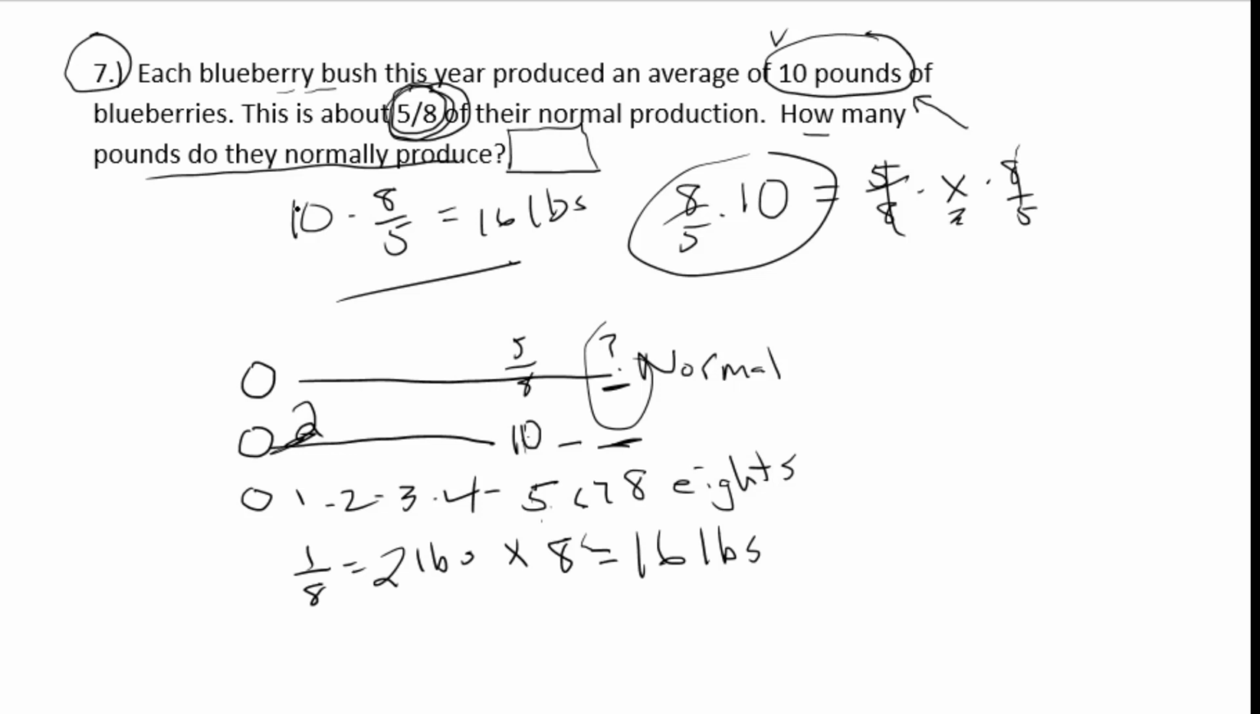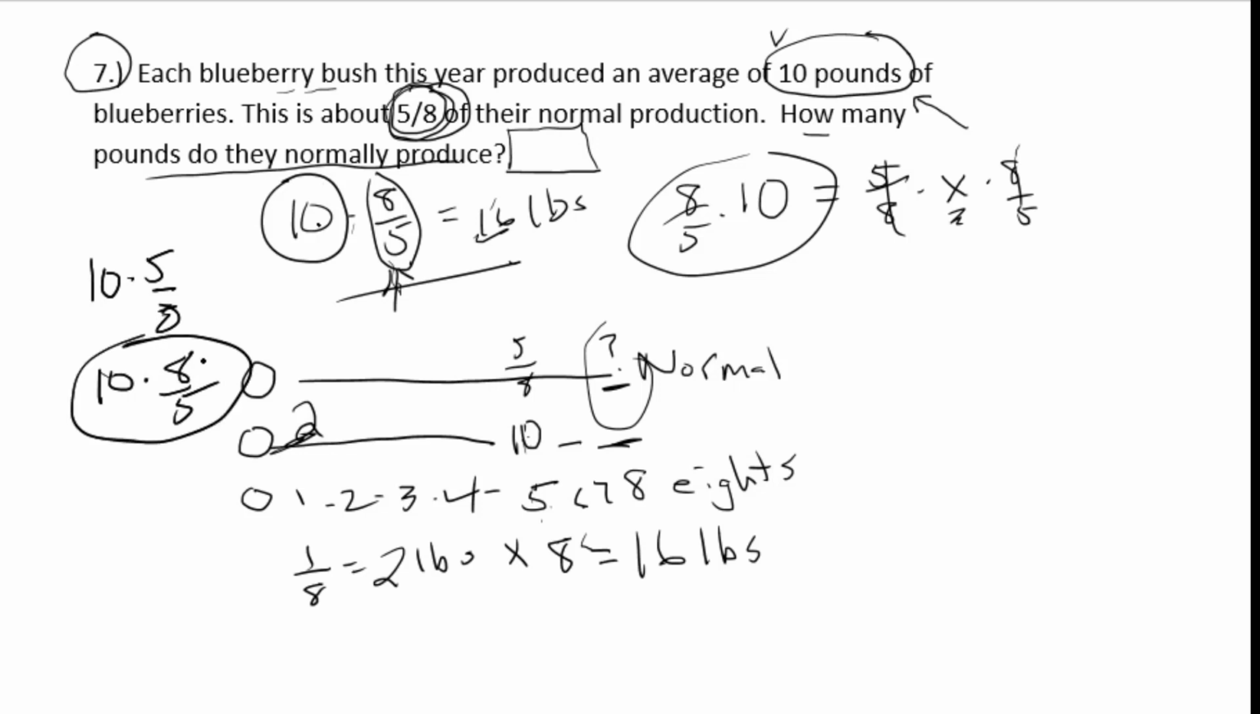So that's 7. I think the easiest way to do it is to recognize if you need a bigger number for an answer, you're going to have to multiply this number by something greater than 1. If you want a smaller number for the answer, then you would multiply this number by something less than 1. So your choices really are going to be 5/8 times 10 or 10 times 8/5. And if you can recognize that, you would pick that.